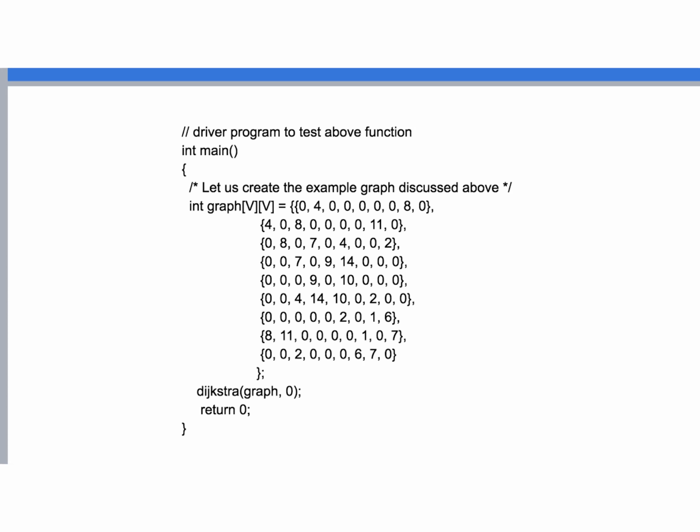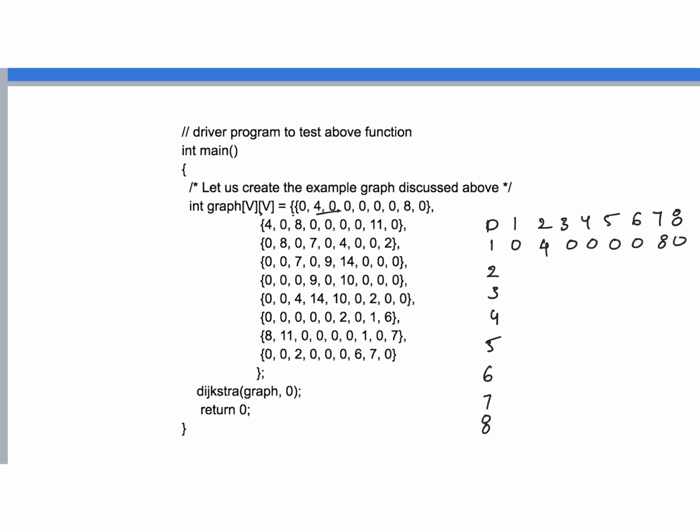So we have the int main, as simple as before. We just have to add the graphs here. So this is basically an adjacency matrix stating which is connected to which. Let me just make it easy: 0, 1, 2, 3, 4, 5, 6, 7, and it would be 1, 2, 3, 4, 5, 6, 7, 8. So this would be given by this: 0, 4, 0, 0, 0, 0, 8, 0.